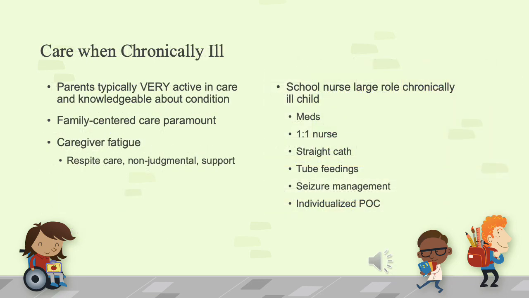Finally, we have care of the school-age child who is chronically ill. Typically speaking, the parents of a child with a chronic illness are very active in their care and extremely knowledgeable about their condition. Family-centered care is paramount because the parents become the experts. With a child who has a chronic illness, it's common for the parents to experience caregiver fatigue, which is exactly what it sounds like. They have a lot of responsibilities and constant care that they provide to their child, and they can easily become fatigued or burnt out.